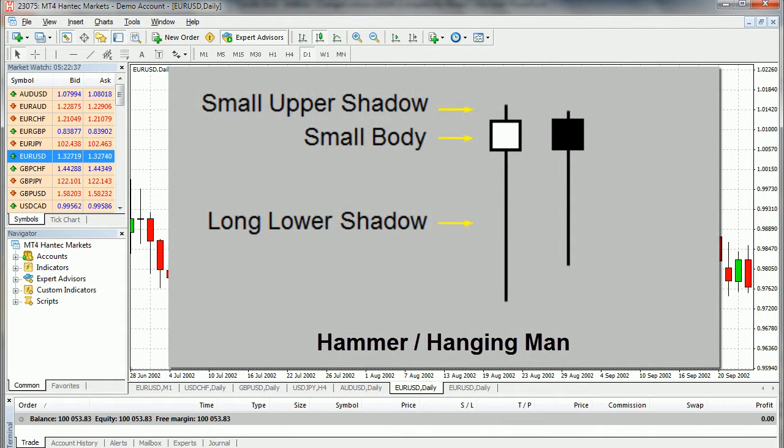The hammer candle has a relatively small body and small or absent upper shadow with a long lower shadow. When this candle appears in a downward trend, it is often regarded as a sign of potential trend reversal from bearish to bullish. If a candle with the same approximate construction appears in an upward trend, it is known as a hanging man and is also a signal of trend reversal, this time from bullish to bearish.